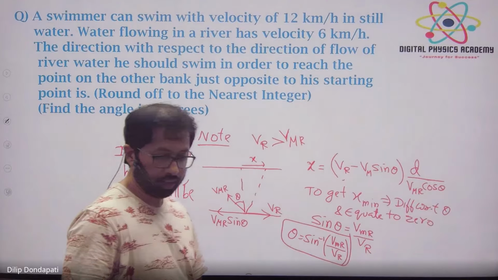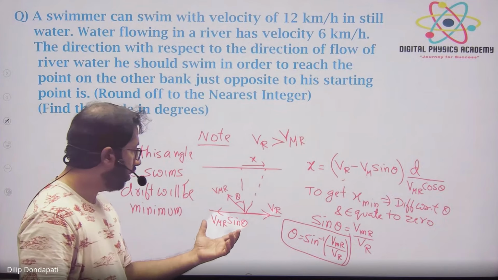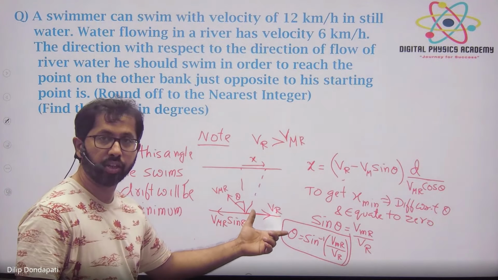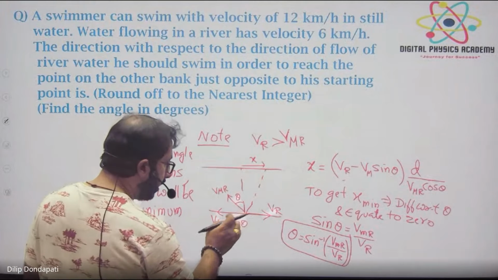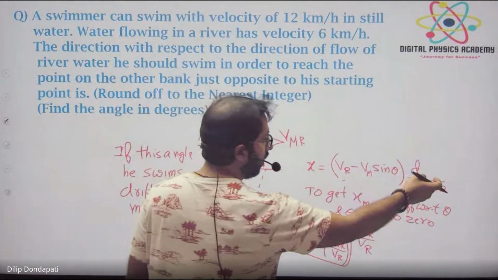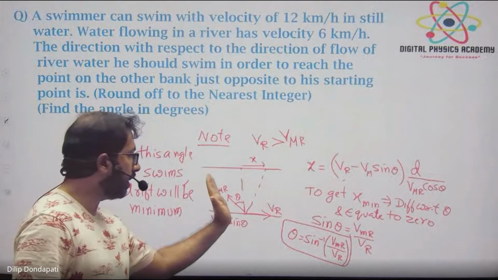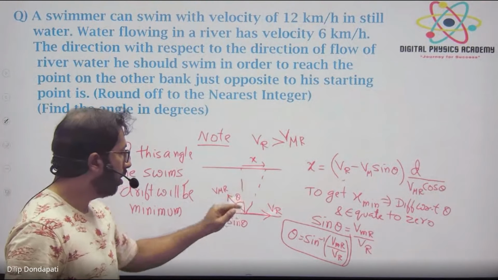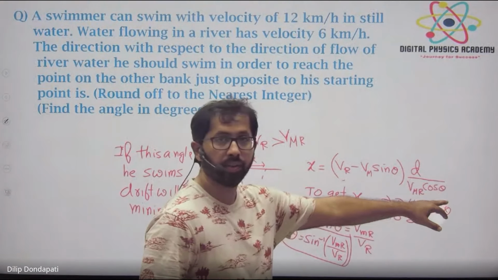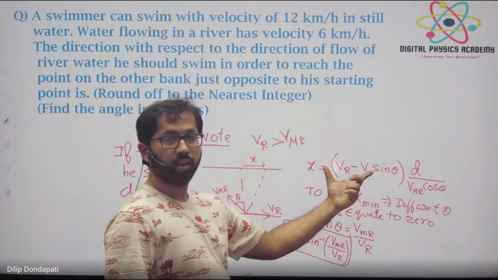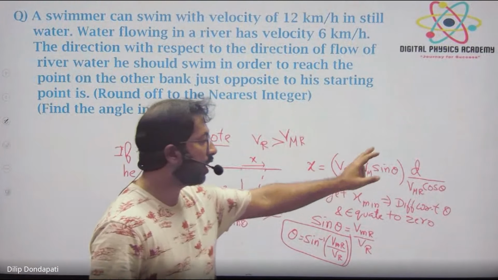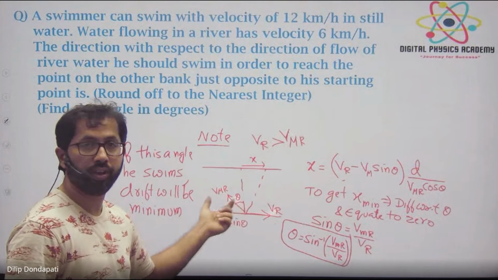Sir, I have a doubt. Tell me. So is the range VR minus VM sin theta or VMR sin theta? Which one? Resultant relative speed. So drift is the resultant speed into time, right? What is time? What is the vertical velocity? The vertical velocity will be VMR cos theta, right? So time is distance by VMR cos theta. Distance is equal to speed into time. Which speed? The net speed we have to find, into time.